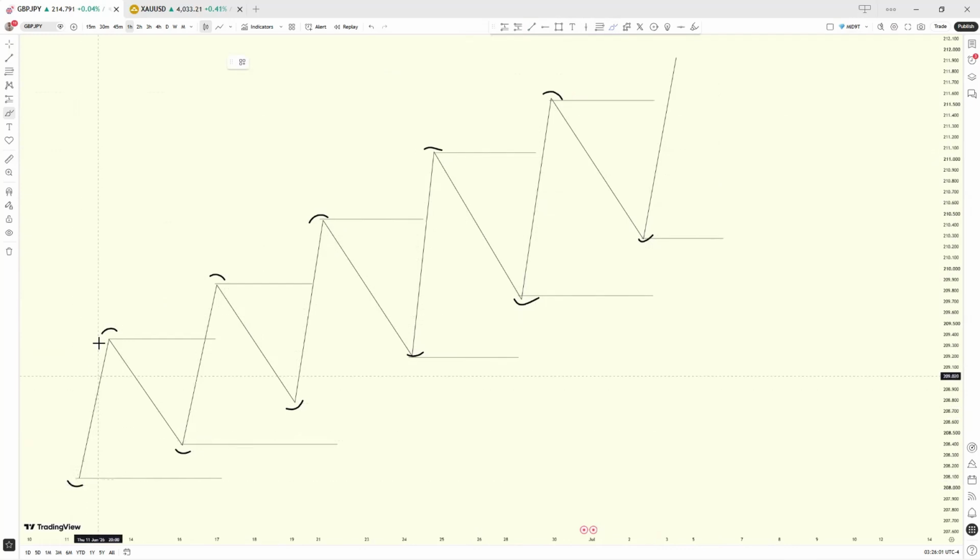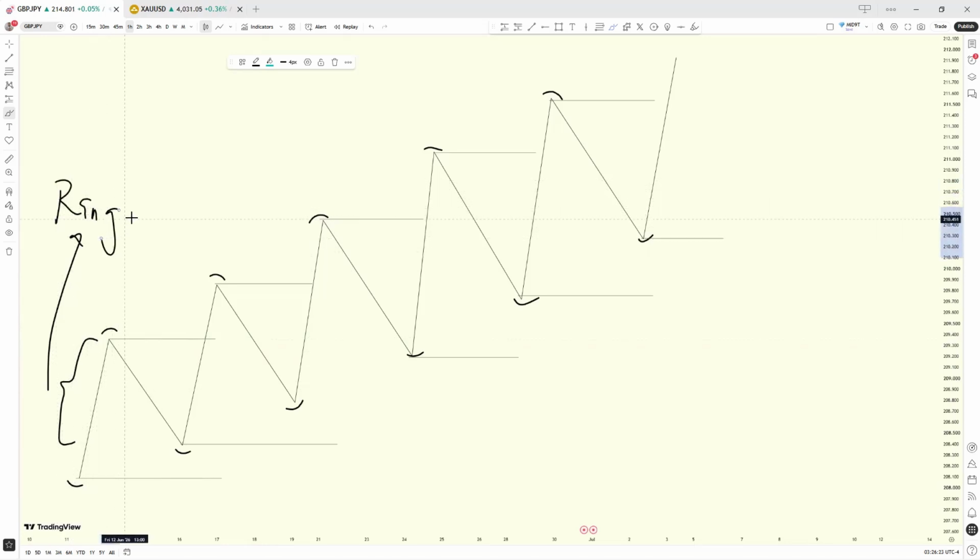From this low to this high, you see the straight line, this low to this high is called a range. Let me write it out here. It's called a range, or you can say the distance between the two points. But in Forex terms, we call it a range.